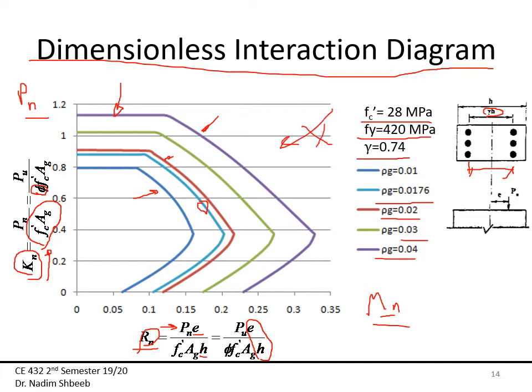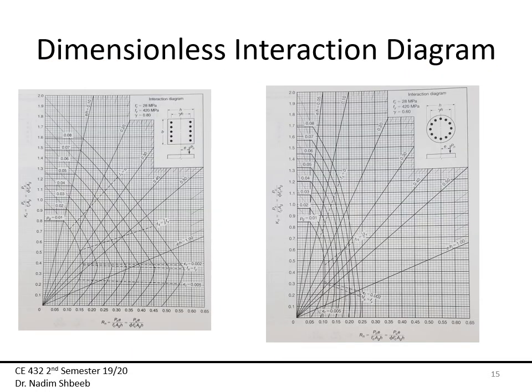Okay. If F prime C is 22, for instance, and Fy 420, and gamma is 0.74, you still cannot use this dimensionless interaction. For you to be able to use this interaction diagram, all the stars have to be aligned, which means you need F prime C 28, you have to have Fy 420, and you have to have gamma 0.74. Now, the dimensionless interaction that you will see in the handbooks actually looks something like this.